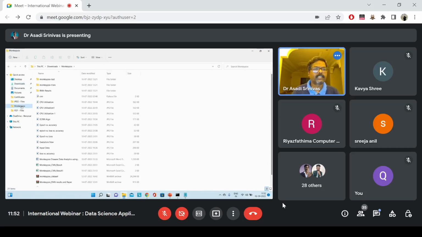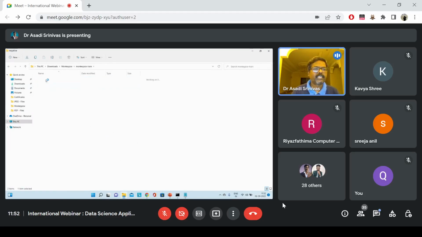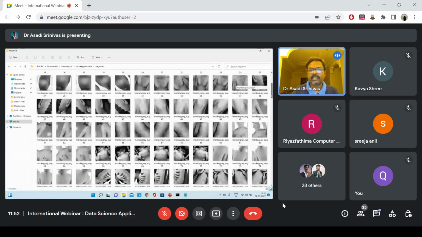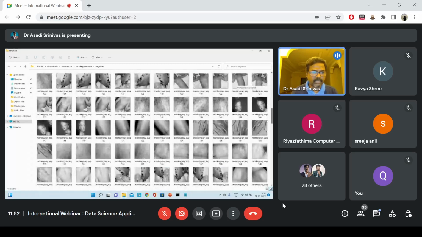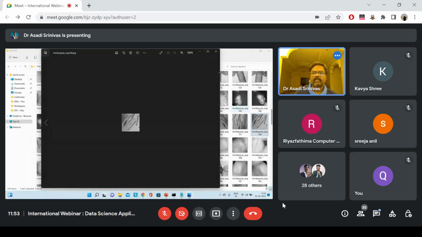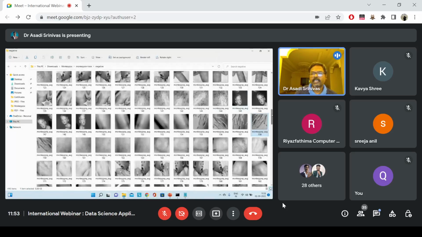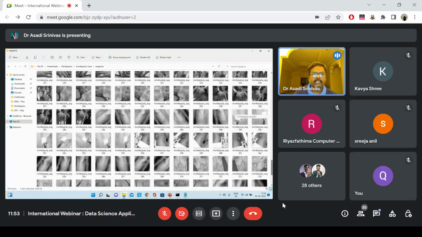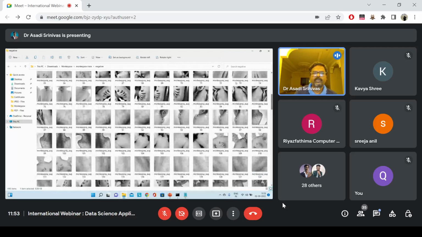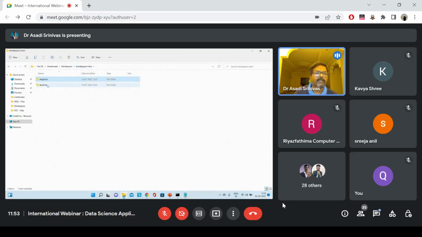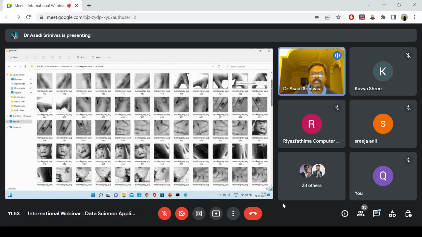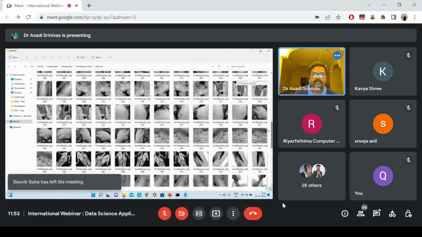Even COVID-19 and monkeypox. See here, I have collected a monkeypox data set. These are the images I have collected. Monkeypox is the latest application I am doing. This data set is available, and I am going to share the data set with you. This is the negative, and here are the positive images of monkeypox. This is the data set I'm using.